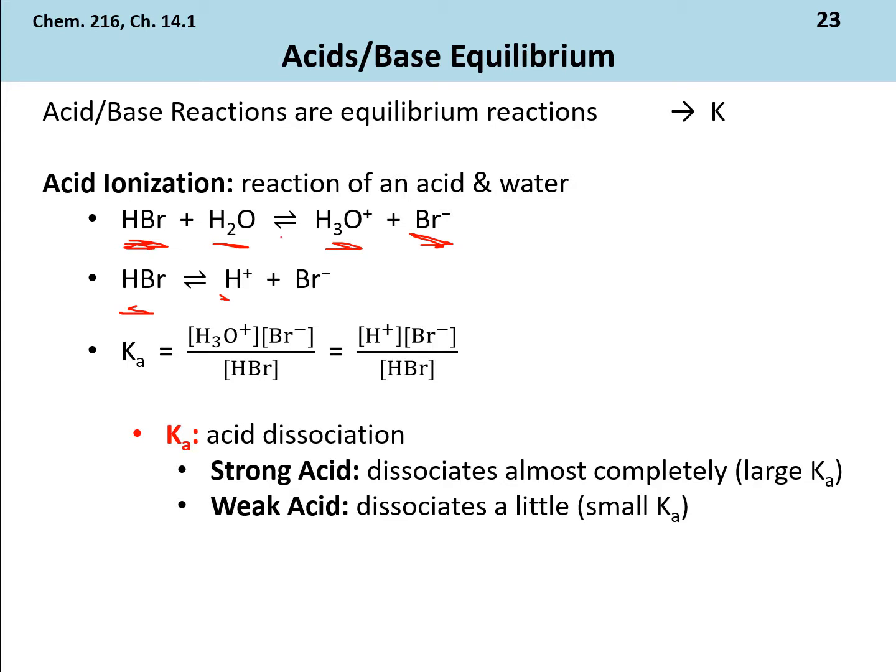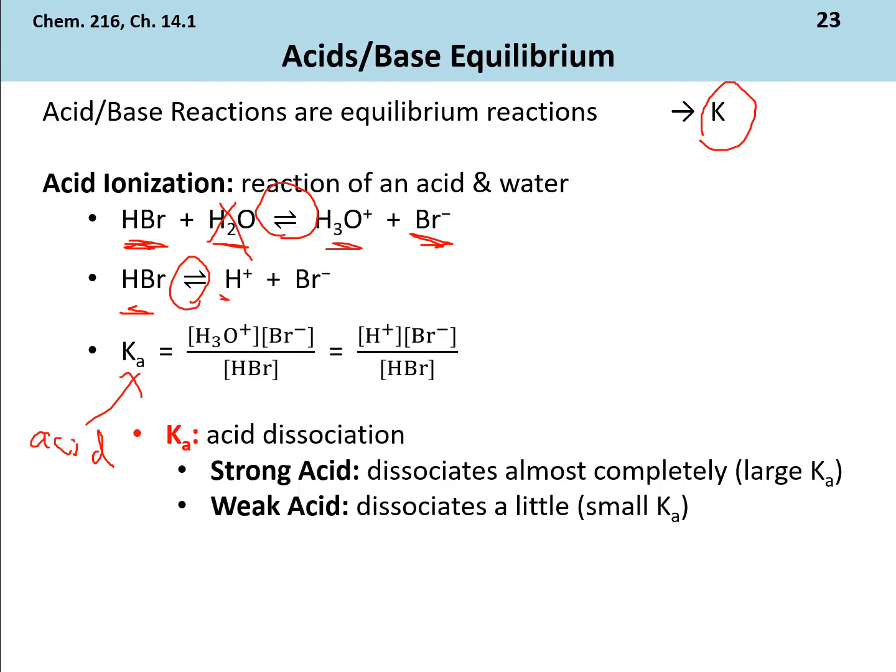Now, because these are reversible reactions, they have K's associated. We call it Ka to stand for acid dissociation. So I do products over reactants: H3O+ times Br- over HBr. Notice the H2O is not in there. Why? Because H2O is a liquid. Or H+ times Br- over HBr. This is my equation for Ka, for acid dissociation.